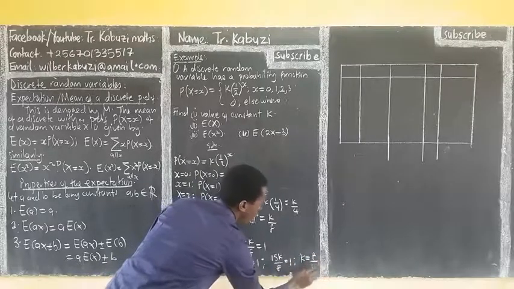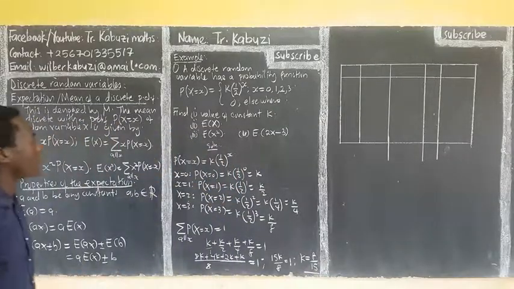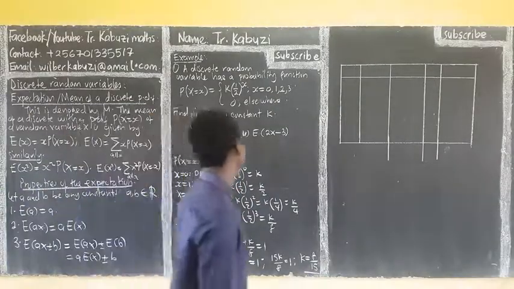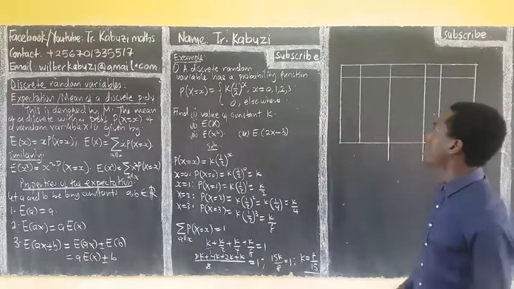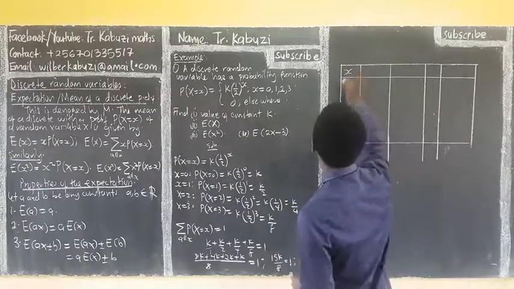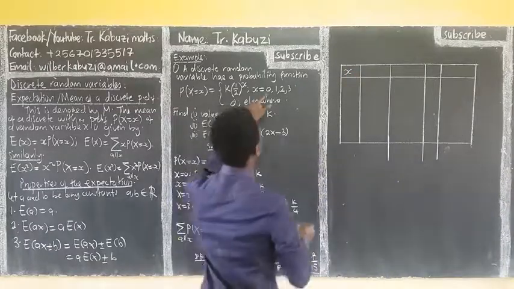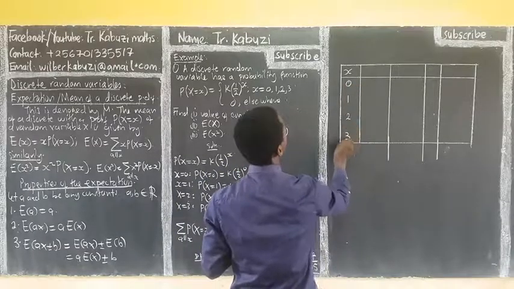Divided by 15. So your k is that. So that's the value of k. Implying that after getting the value of k, now we can come and get our expectation. Now here, you draw such a table. So you put here the values of x. The values of x you have are 0, 1, 2, and 3.